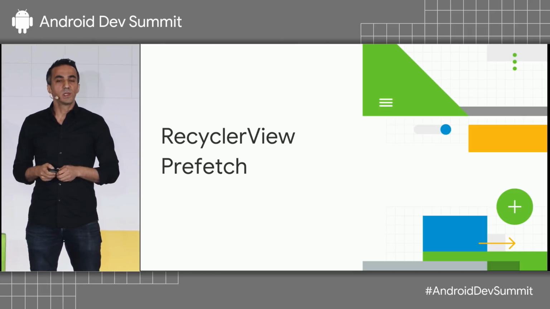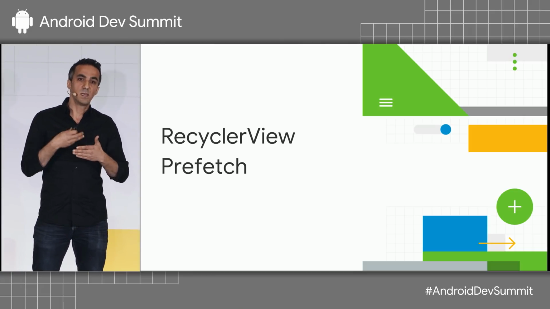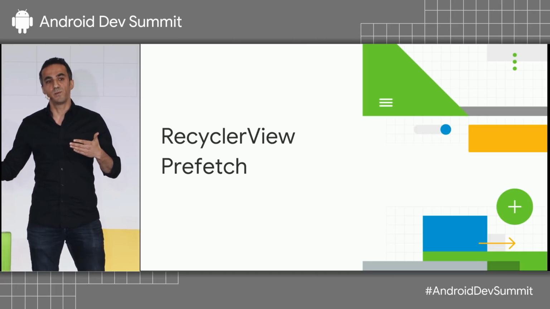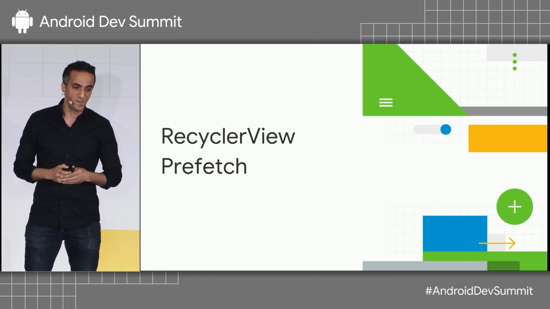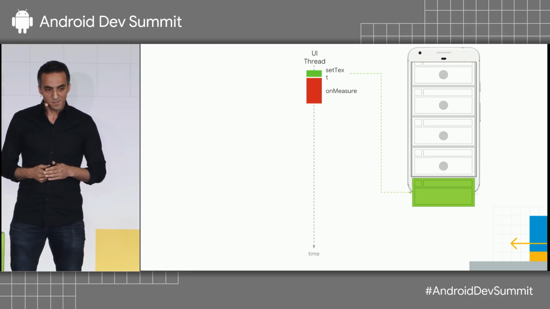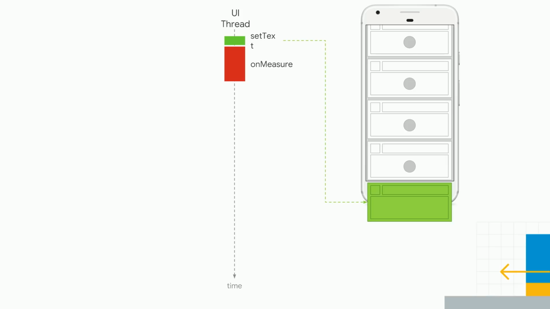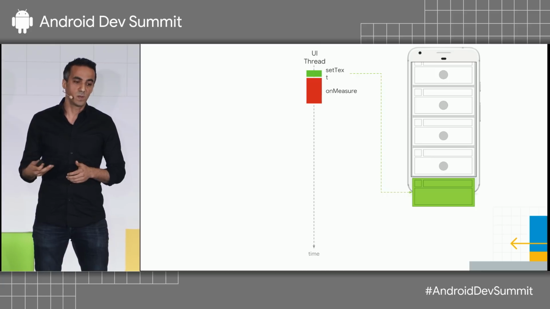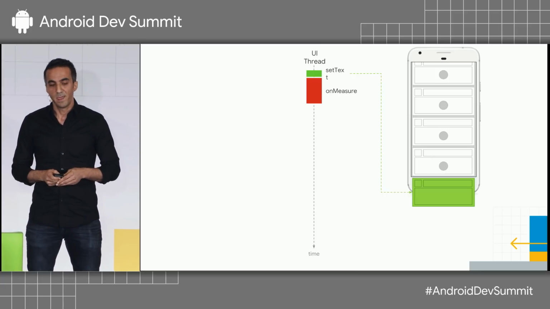Since version 25, RecyclerView has a prefetch feature, and we want to provide ways of using pre-computed text with RecyclerView prefetch. Normally, in your onBindViewHolder, you will call setText, and then the RecyclerView will measure the whole layout that you just created. And we know that the measurement part of TextViews is expensive.